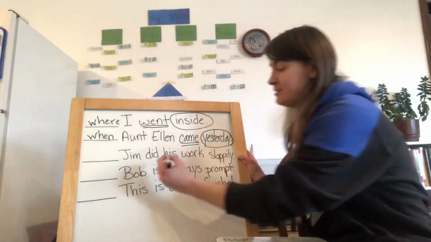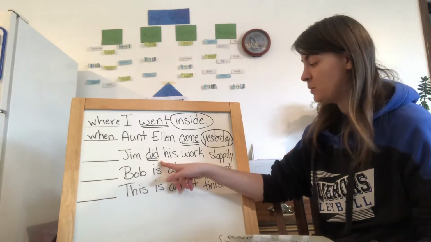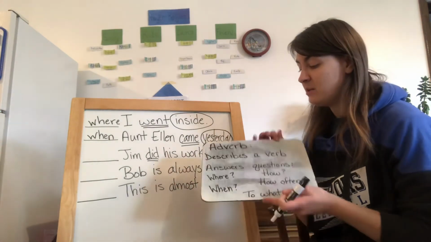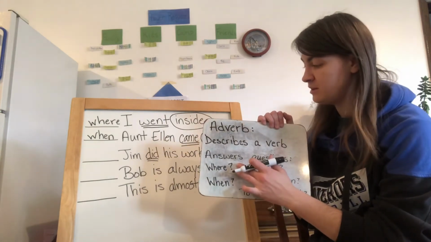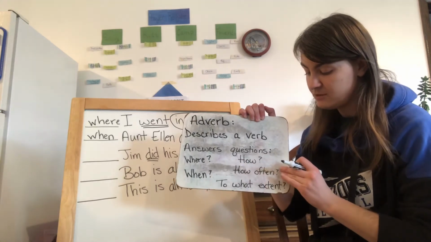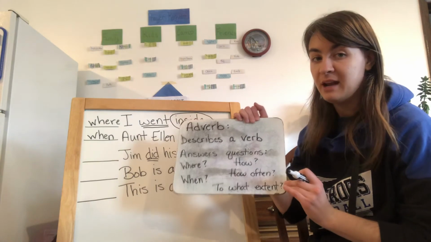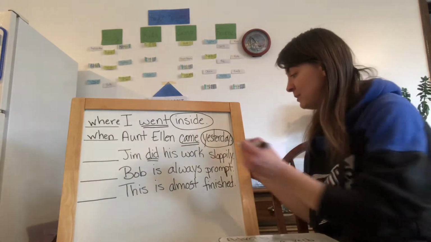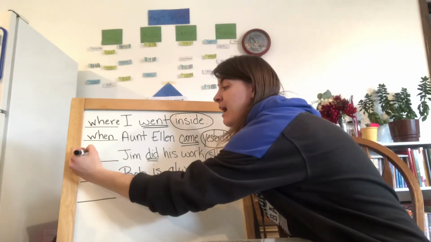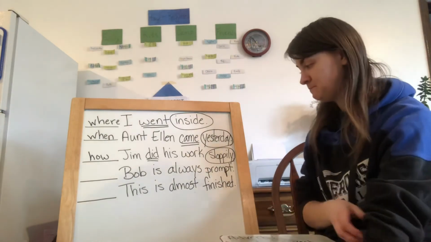For the third sentence, Jim did his work sloppily. The verb here is did. Jim did his work sloppily. I underlined did twice. Now I need to find an adverb that describes did. So I ask my questions again. Where Jim did his work? When Jim did his work? How Jim did his work? How often Jim did his work? Or to what extent Jim did his work? And as I look at this sentence, I can see that sloppily answers the question, how Jim did his work. He did his work sloppily.